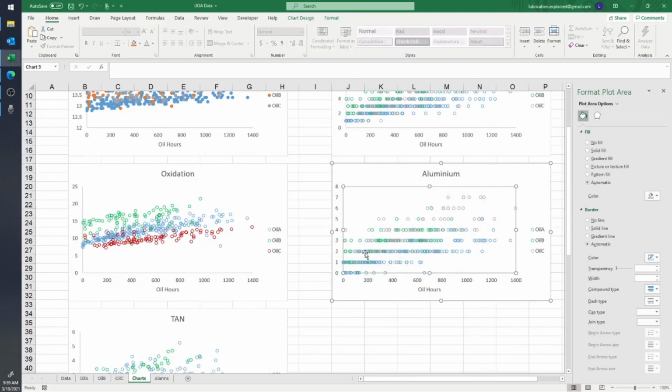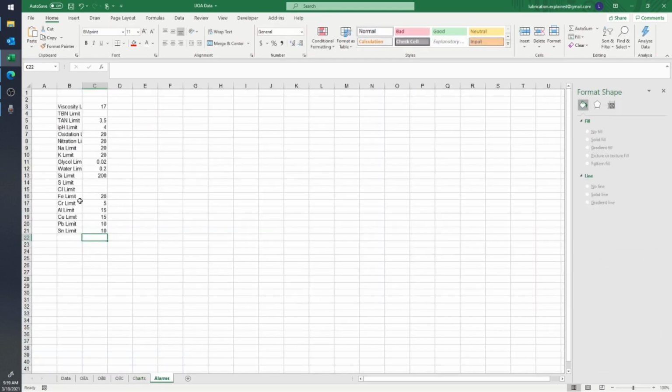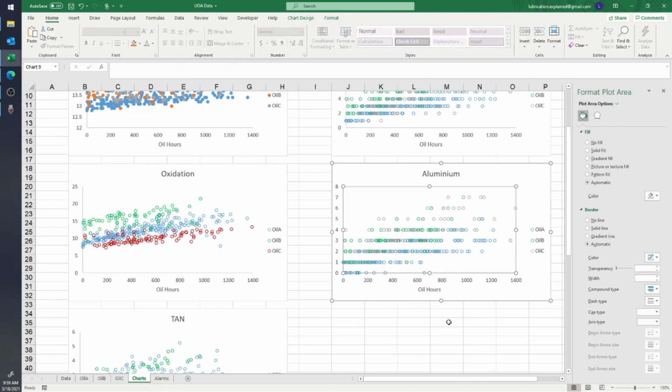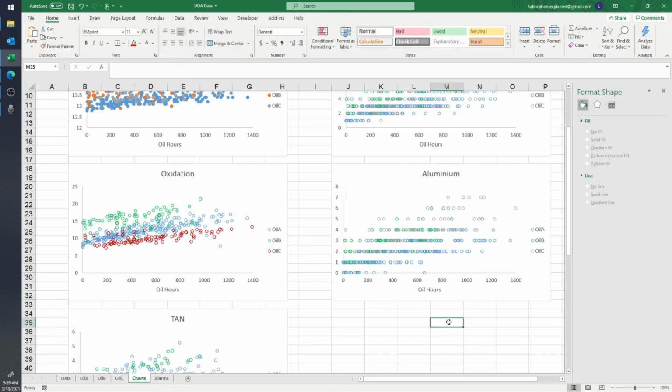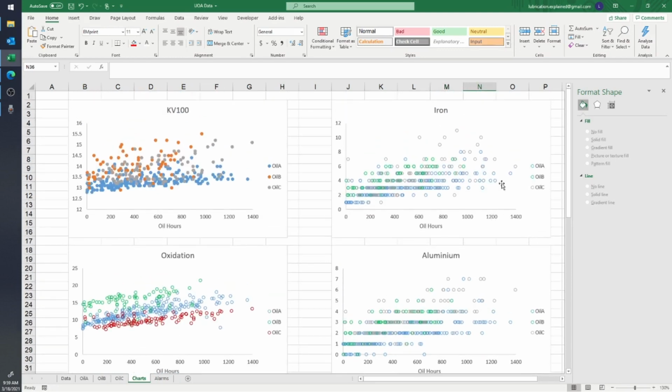And again, aluminium is also staying really low, and the limit for that one is, I think, 15. Did I put it in here? Yeah, I did. So the aluminium limit is 15. All right, so that's good. Iron and aluminium are tracking quite low.